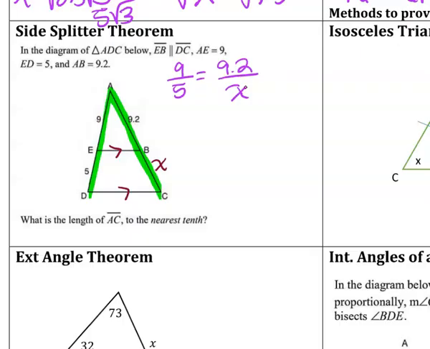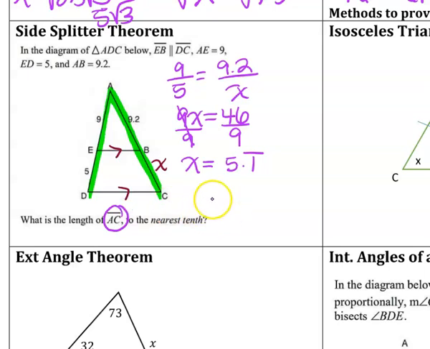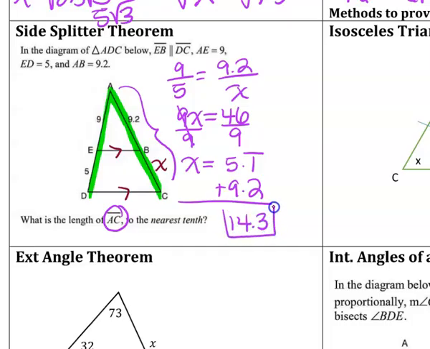Now from there I can cross multiply and solve. And divide by 9. Now by doing so, I would get 5.1 repeated using my calculator. Now the trick to this question again is that it doesn't want BC, it wants AC, which is our whole. So if I want this whole segment, I'd have to add the 9.2 to it. So to the nearest 10th, we'd end up with 14.3 as our final answer.